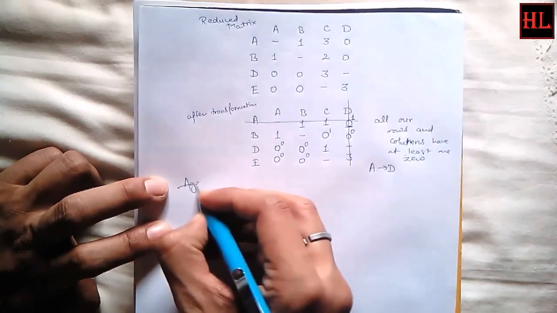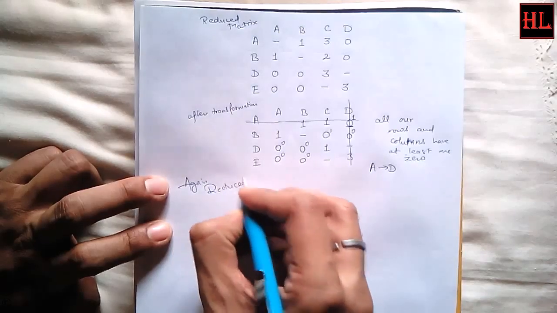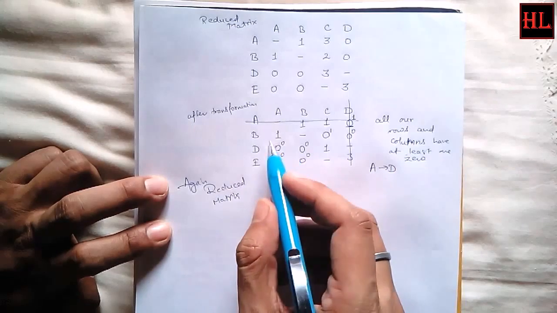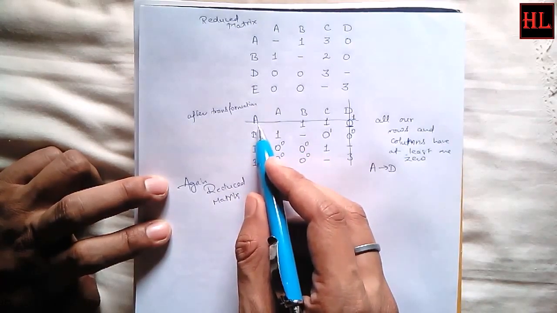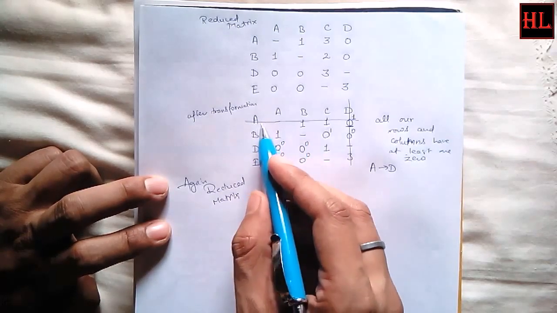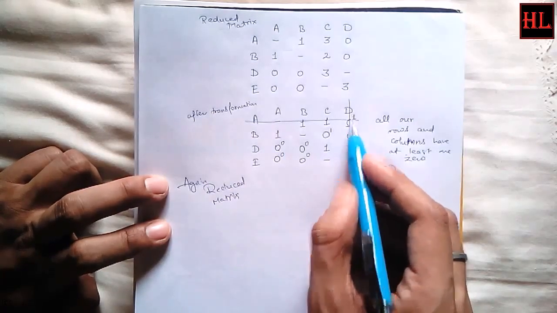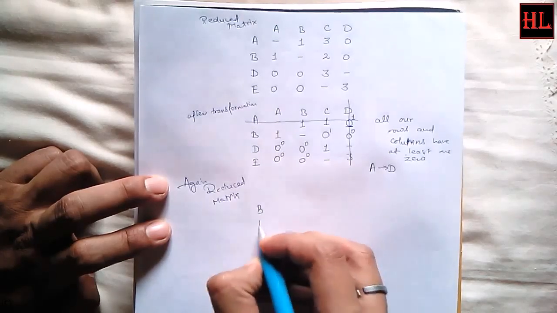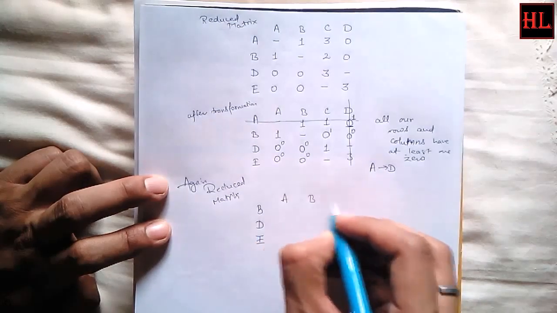So again we need to write the reduced matrix. To write the reduced matrix, we will not include the values corresponding to row 1, that is the row with the city A, and the column associated with the city D. So the resulting reduced matrix will be B, D, E, and here we'll write A, B and C.